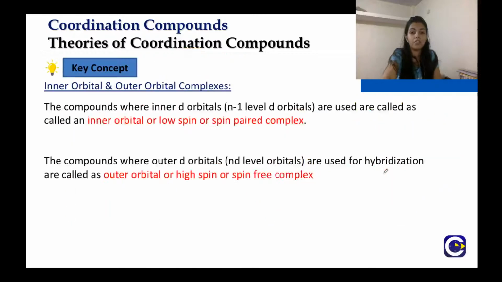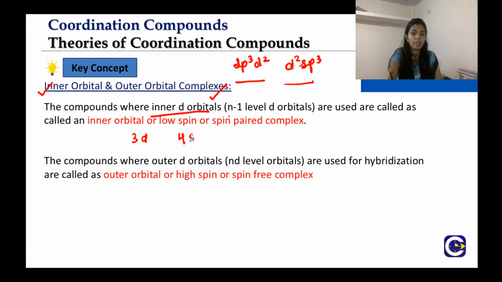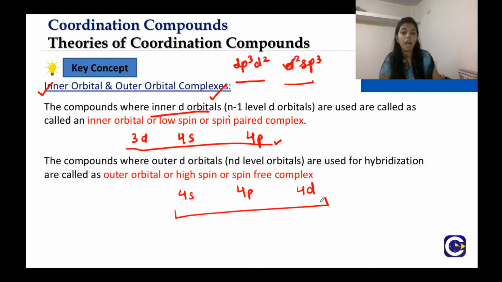Okay, so now we have to study 2 types of complexes, inner orbital complexes and outer orbital complexes. Remember the hybridization in the octahedral complex, that was sp3d2 and d2sp3. So d2sp3 is known as inner orbital complex and sp3d2 is known as what? Outer orbital complex. So what is happening here? When the compounds where inner d orbitals are used, for example, you are having, let us say, 3d, 4s and 4p. These you are using for hybridization, right? Then it will be a d2sp3 complex. But if you are using 4s, 4p and let us say that you are using 4d now for hybridization, then it will be an outer orbital complex. Okay, this will be an inner orbital complex and this will be an outer orbital complex.